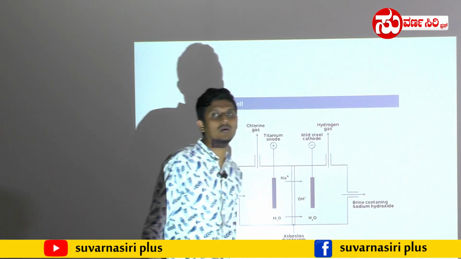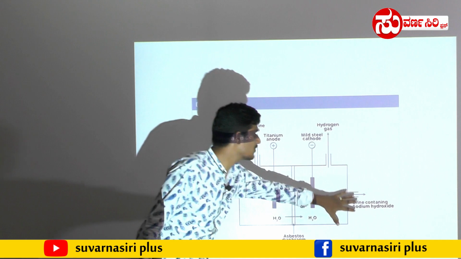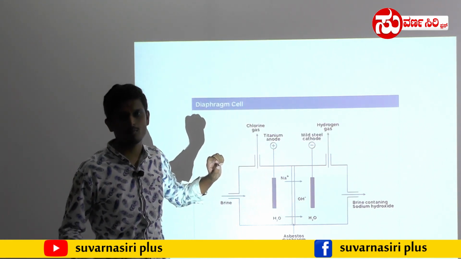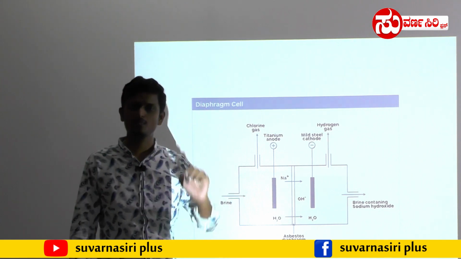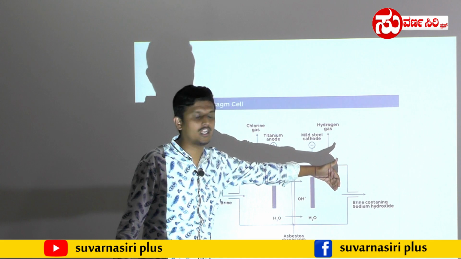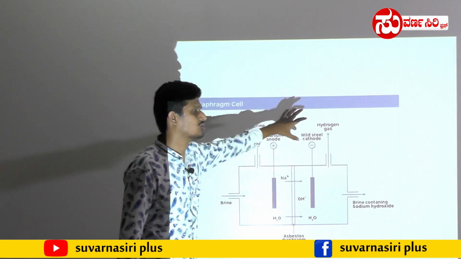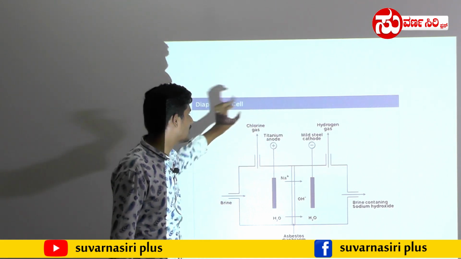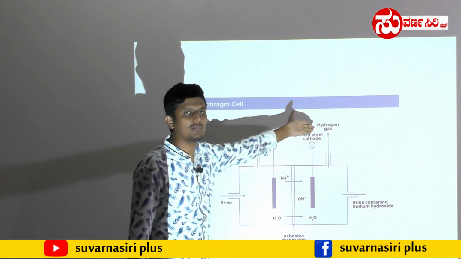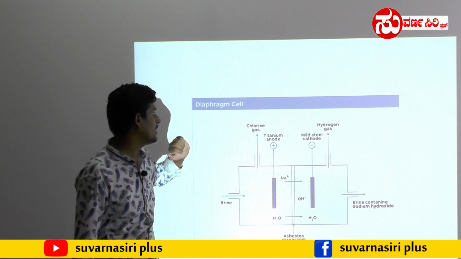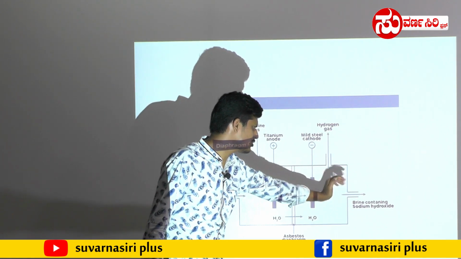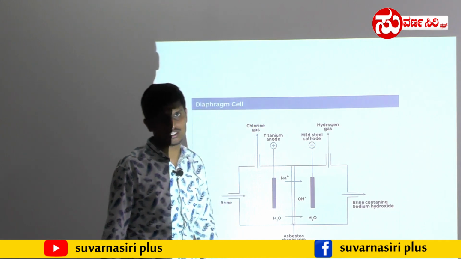Brine containing sodium hydroxide. 3 products are formed during this chlor-alkali process, and the 3 products have different uses. NaOH has different uses, hydrogen gas has different uses, and chlorine gas also has different uses. Hydrogen gas may be used as fuel, chlorine gas may be used for making bleaching powder. NaOH also has different types of uses.